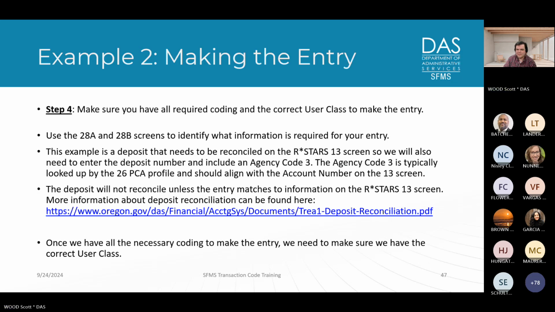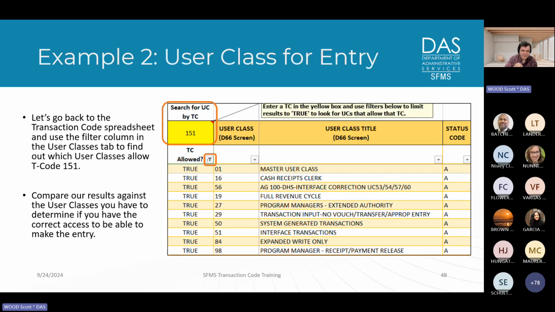And let's see which user class we need to make the entry with. This is still a deposit, and we'll still need an agency code 3 in order to reconcile it. But we can worry about that once we get to this in real life. Let's move on to the user class.